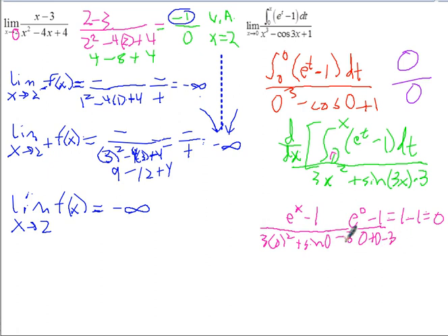Let's see, so this is actually, there's no minus 3 here, sorry about that. This is a times 3. So 0 times 3, so that's 0 plus 0 is 0. So you do get 0 over 0 again, so you have to use L'Hopital's rule one more time.